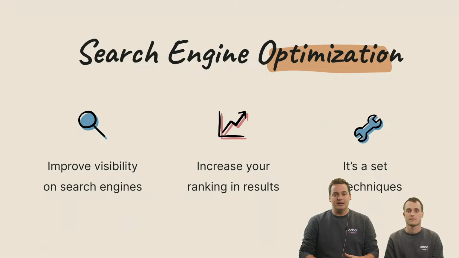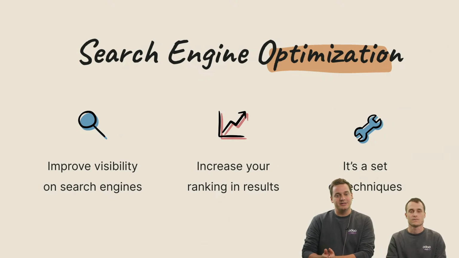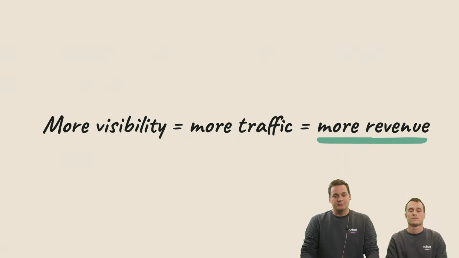And by doing that, our goal as an e-retailer would be to optimize the ranking that we have and to increase the ranking to get as high as possible into the results. So as you can see, it's going to be a set of techniques, and those techniques, that's something we're going to see during this presentation. And it's just a combination of different things we can do in order to improve our ranking. So the goal is there to get more visibility.